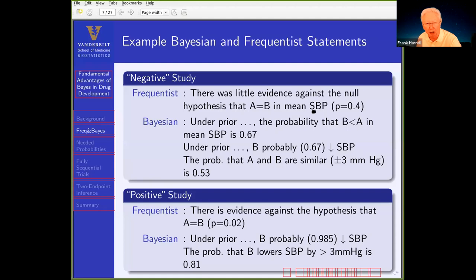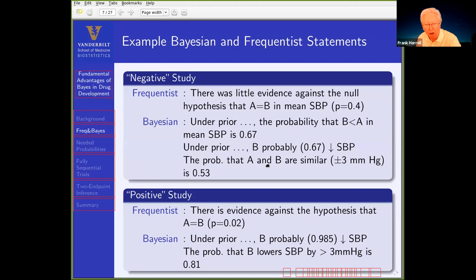Whereas the Bayesian approach would say, under the prior, the data and the model, the probability that B is better than A in mean systolic blood pressure is 0.67. The probability that A and B are similar to within plus or minus 3 millimeters of mercury is 0.53. So you have all these statements, and they apply equally whether it's so-called positive or negative, because Bayes is the paradigm where you can bring evidence in favor of something as well as against something, whereas frequentist is always only against something like the null hypothesis.